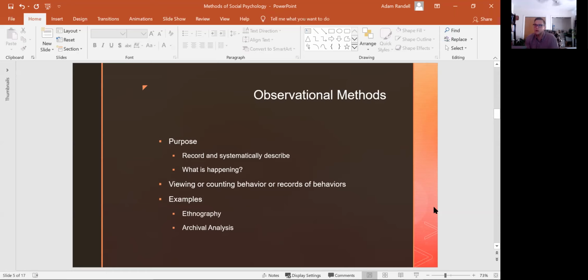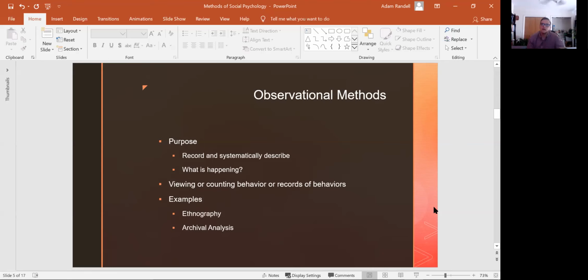So let's first talk about observational methods. Like I mentioned, observational methods are all about describing. So like those polls: what percentage of the population approve of the president? What percentage of the population say that they're going to vote? What percentage of the population have completed the U.S. Census? These are just describing behavior. What percentage of homicides are committed by men? So these are just frequencies. These are just descriptive. They just describe behavior.